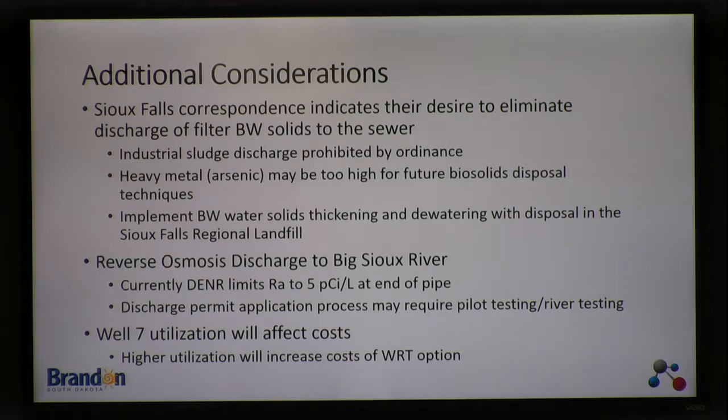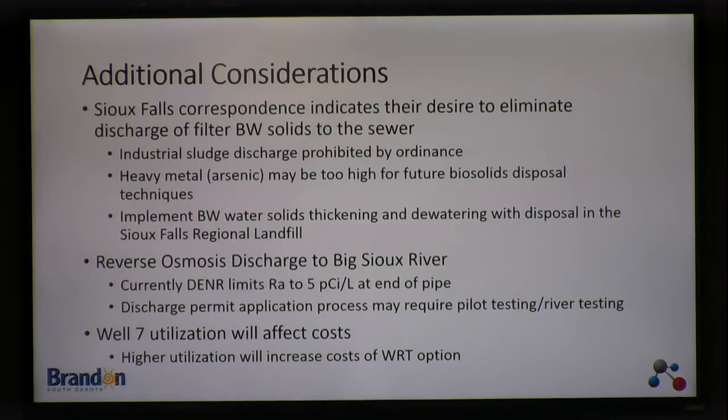Okay? There's also in alternatives B and C the potential, well, there would be a reverse osmosis discharge to the Big Sioux River, which would need to be permitted, just like any other discharge would need to be permitted. The concern is that DNR limits radionuclides to 5 picocuries per liter at the end of the pipe. So in the blend of considering all the treatment options, this limitation on the discharge would likely be the limiting factor on that discharge.